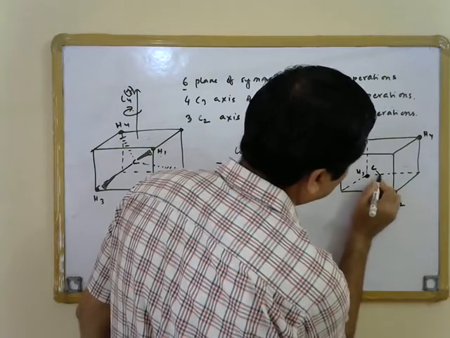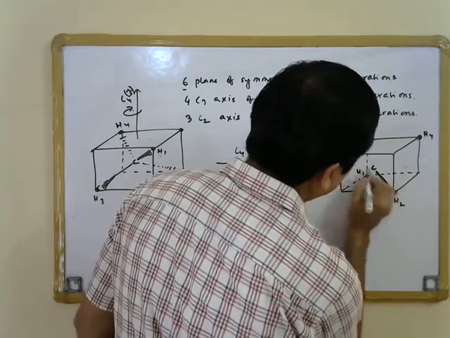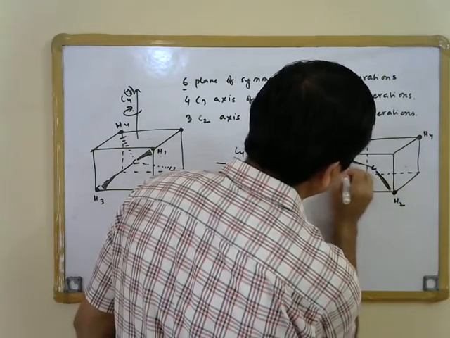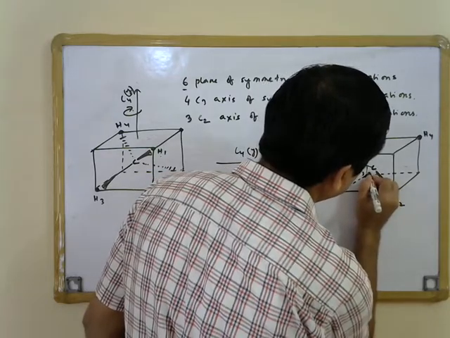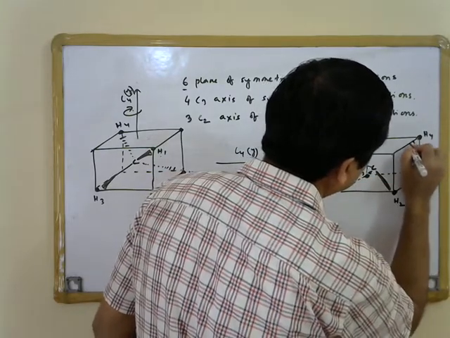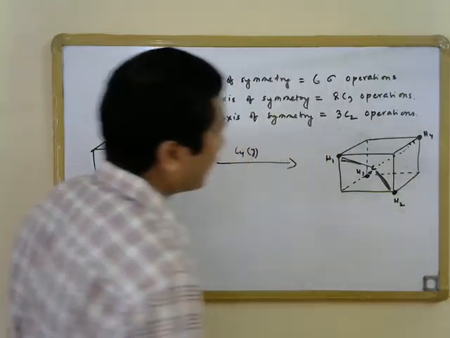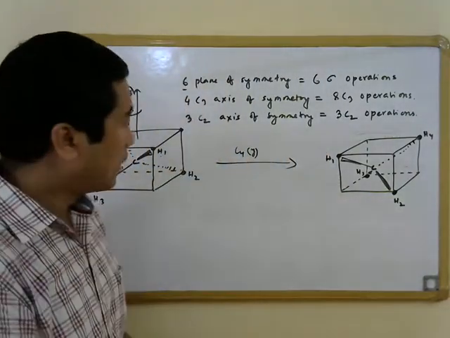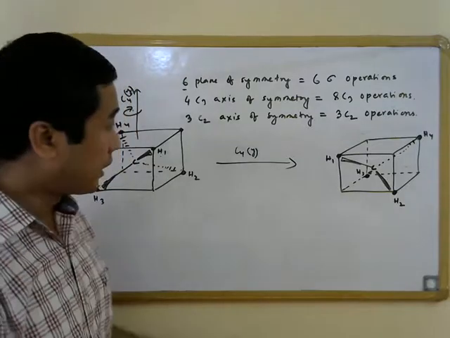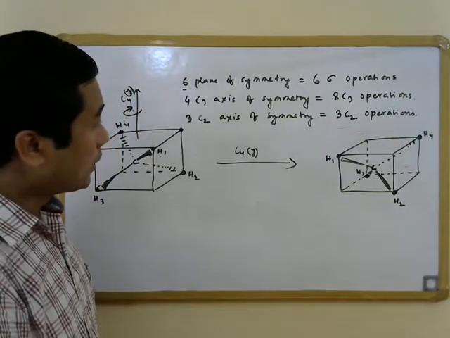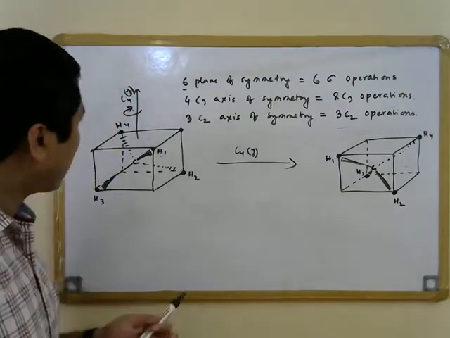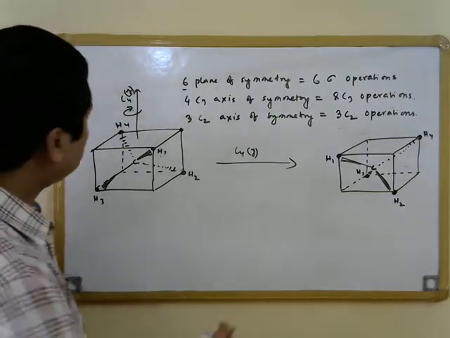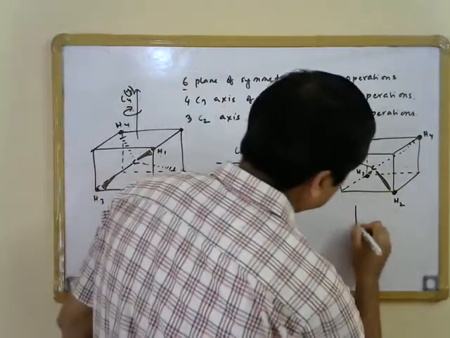It is no longer indistinguishable from the initial configuration, because we can easily distinguish between the initial configuration and this particular configuration, as we have already said that there is no C4 axis of symmetry in the tetrahedral molecule, and this operation we have done now in order to find out the S4 axis of symmetry.